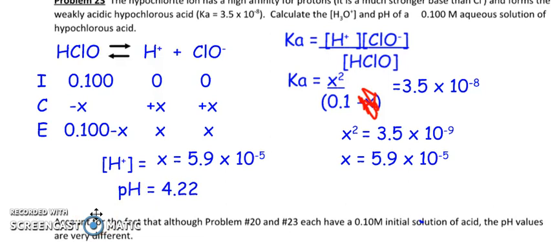Why don't you go ahead and account for the fact that problems 20 and 23 each have 0.1 molar initial solutions of acid, but the pHs are very different. What is the difference? This is a pH of 4.22, and the other one was a 2 point something. It all has to do with Ka. So the weaker acid is going to give off fewer H plus ions, so the pH is going to be higher. In the previous problem, if it's number 20, I think that was the HCl, it's a strong, strong acid, so its pH is going to be much, much lower.